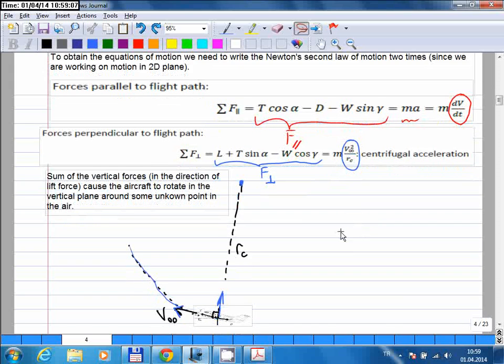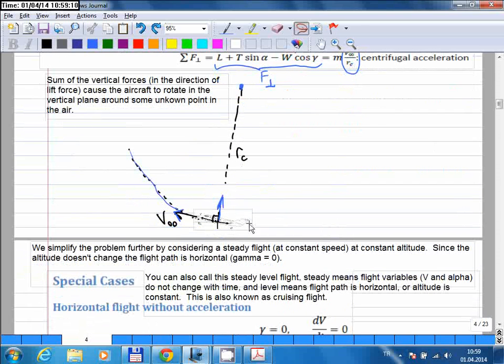So let me talk about this a little bit. So this is my aircraft, so let me clear this picture a little bit.